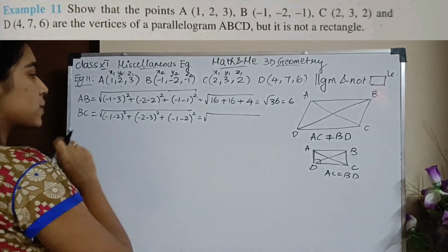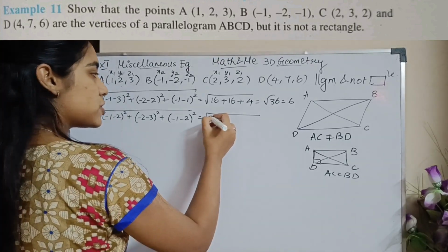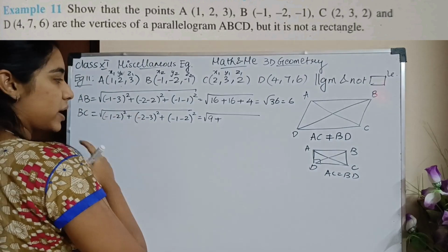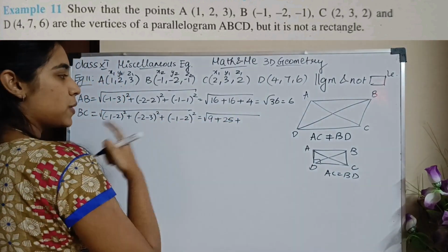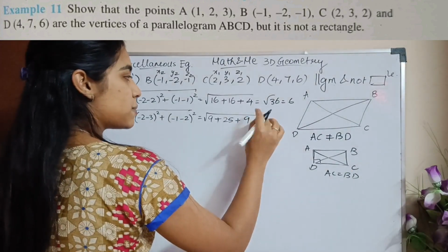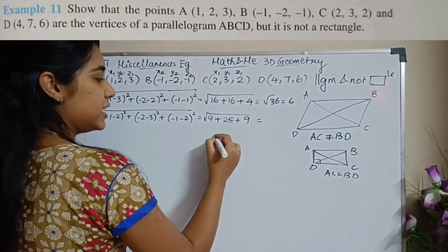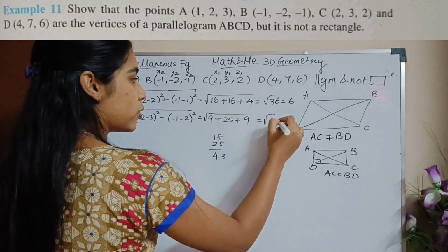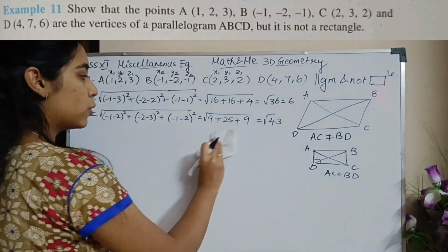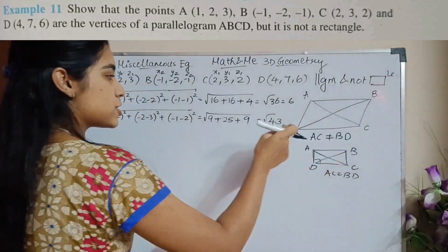Okay? Now, minus 1 minus 2 the whole square is minus 3 the whole square, which is plus 9 plus minus 2 minus 3 the whole square is minus 5 the whole square, which is plus 25 plus minus 1 minus 2 is minus 3 the whole square is plus 9, which is 9 plus 9, 18. 18 plus 25 is 43. So this will be square root of 43. Now BC is done. Let me find the distance of CD.